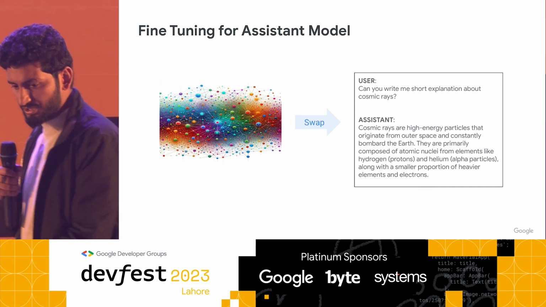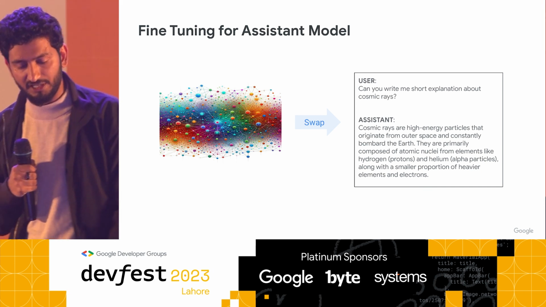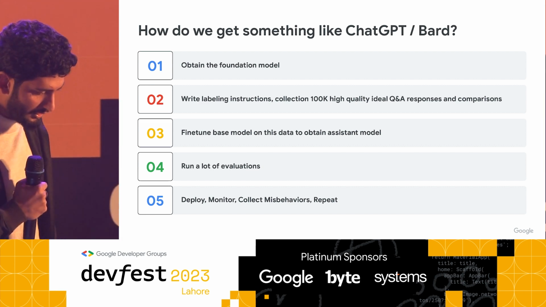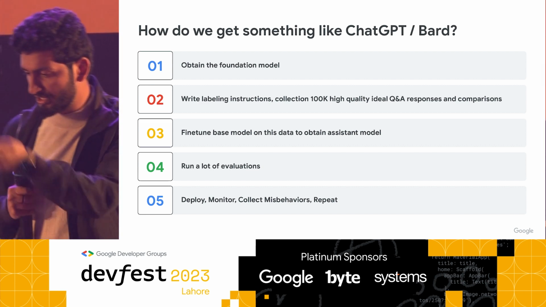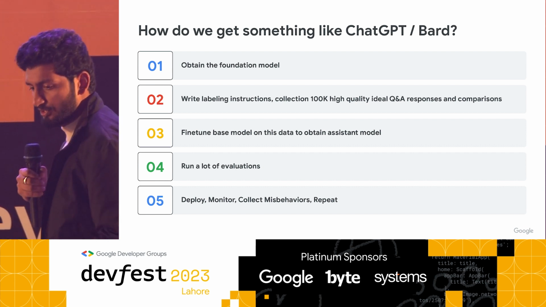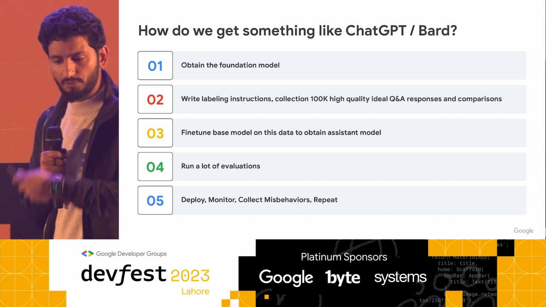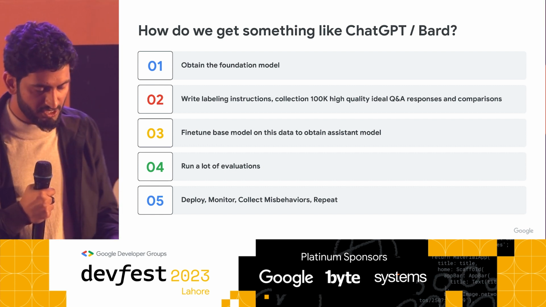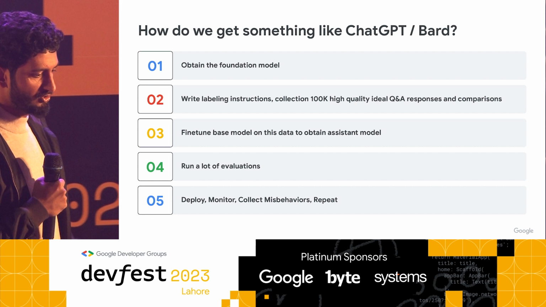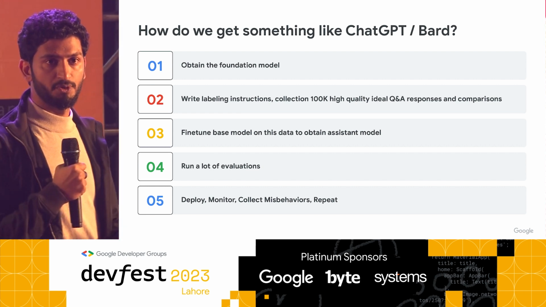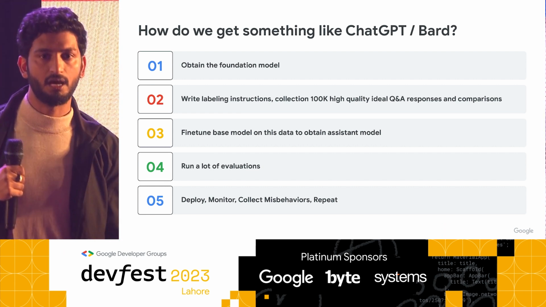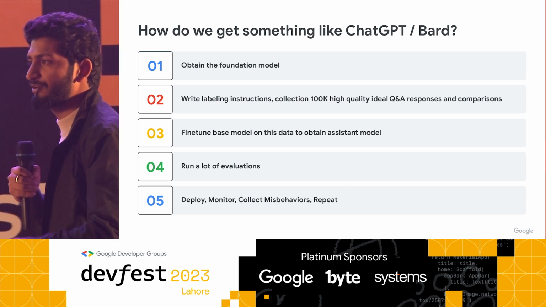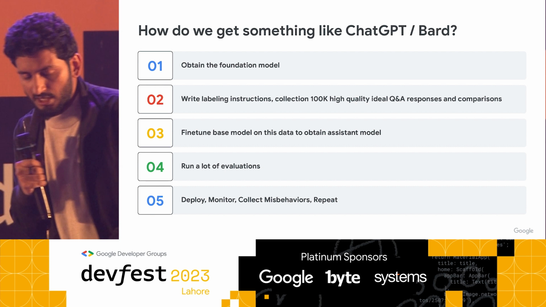But once you fine tune for an assistant model, you get something like ChatGPT and Bard. So again, summary: you first get the foundation model, then you have the labeling instructions that are written by human beings, or these Q&As basically. You fine tune it based on that, and then you run the model. You evaluate whether it's answering questions properly. You give it a question, it answers it, and you evaluate whether the answers are correct or not.